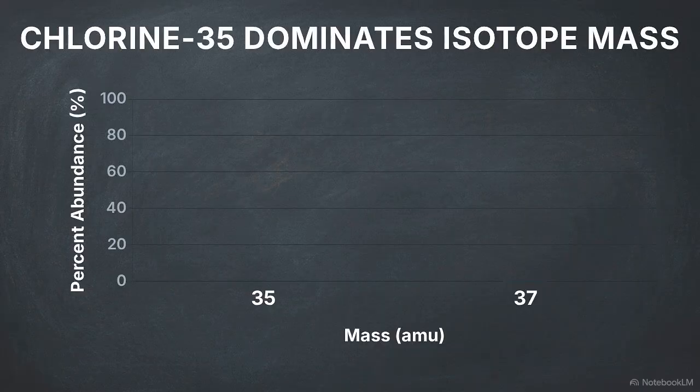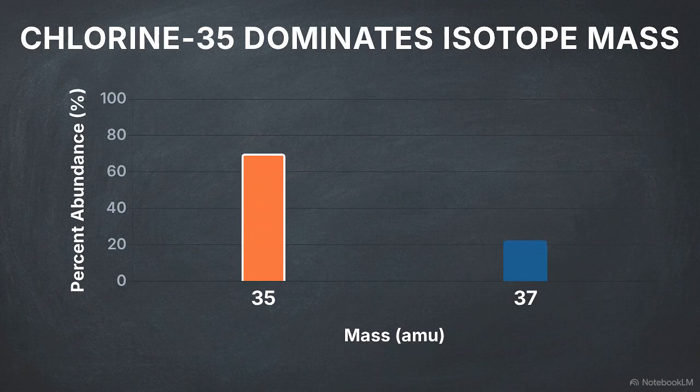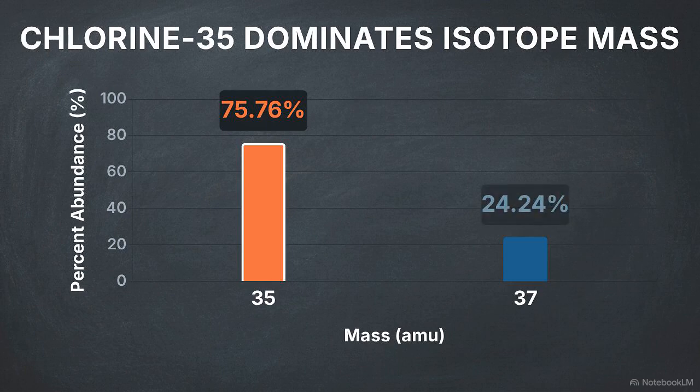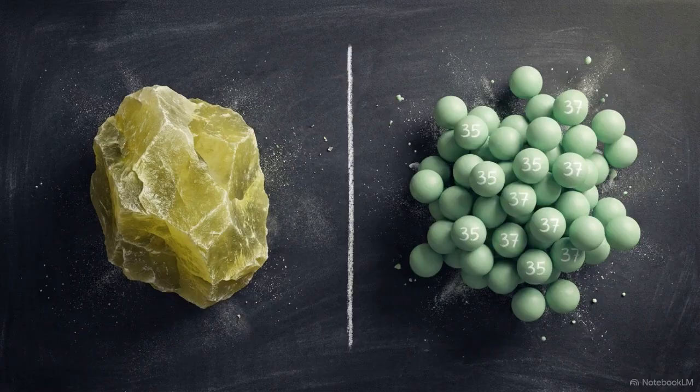This graph shows the raw output of that separation. The spectrometer measures the exact physical mass of each individual isotope, plotting them as distinct peaks on the x-axis at roughly 35 and 37. It also calculates their relative natural abundance. The lighter isotope makes up 75.76% of a standard sample, while the heavier isotope accounts for the remaining 24.24%. Elements in nature are never pure, monolithic substances. They are specific statistical blends of these distinct isotopic ingredients.